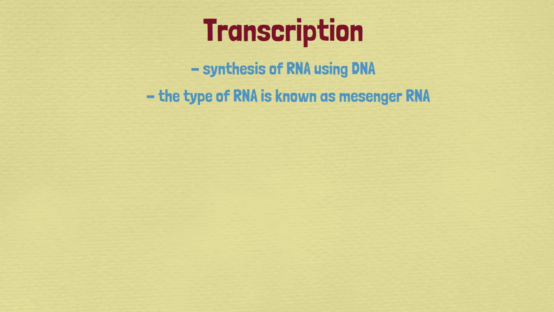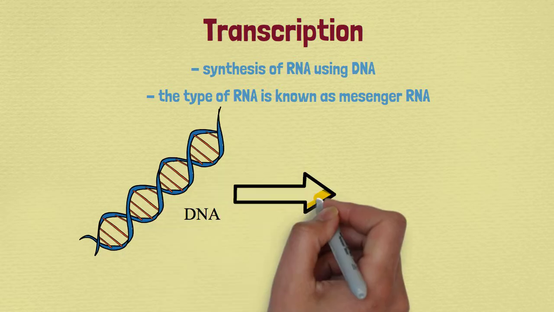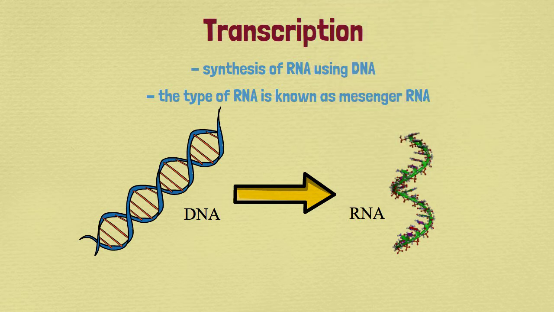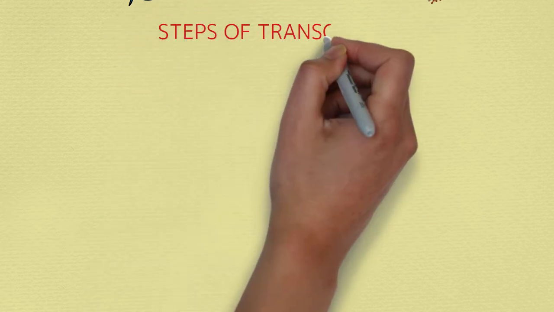So the process of transcription is, again, we have DNA, and then we turn that to RNA. And notice the difference between these two nucleotides. DNA is double-stranded, while RNA is single-stranded. So now the steps of transcription.